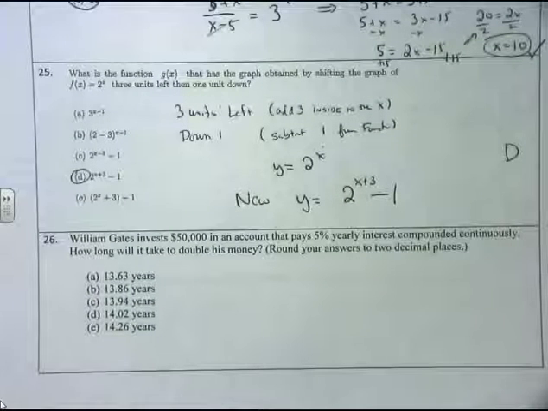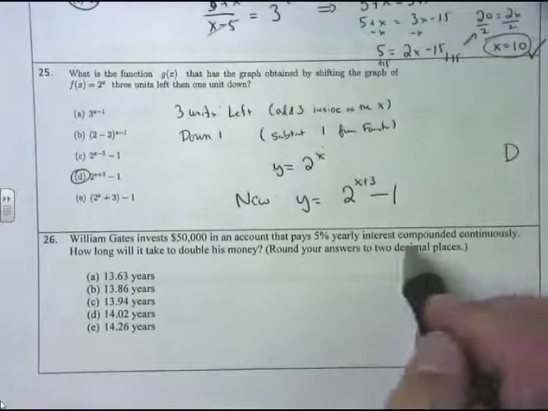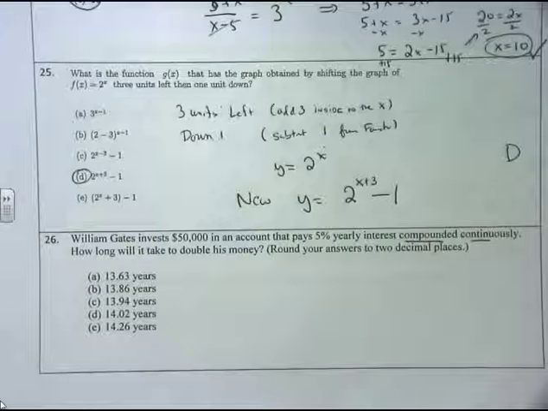William Gates invested $50,000 in an account that pays 5% yearly interest compounded continuously. I have to tell you what formula. Compounded continuously tells me I'm going to use the PERT formula.